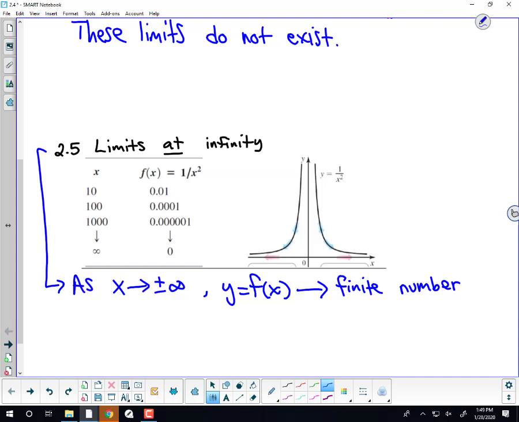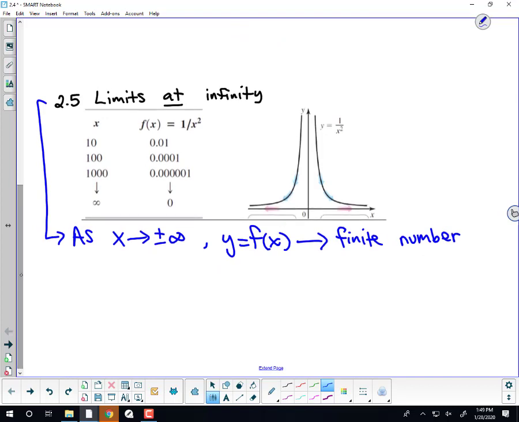Do these limits exist? Yeah, even though x is getting larger and larger, y is approaching something specific. So these limits exist. What do these limits tell us? Horizontal asymptote. Right, good. Horizontal asymptote in behavior. So when these limits exist, of course, they describe end behavior.